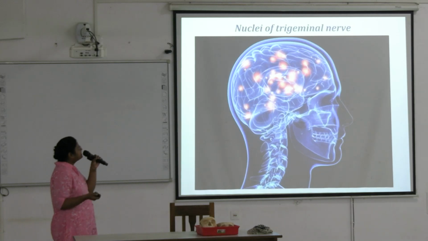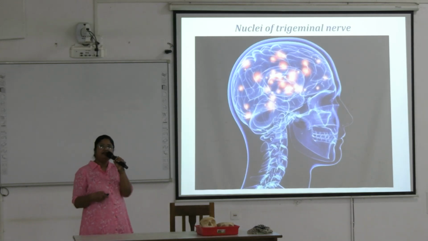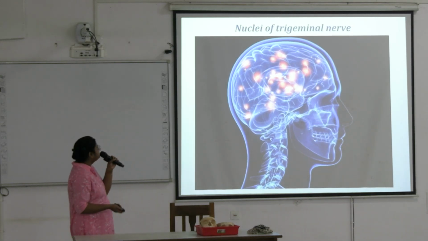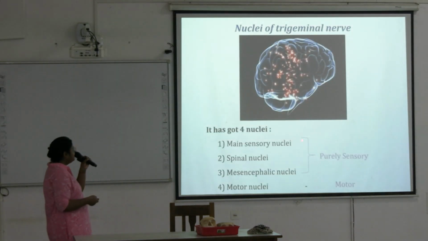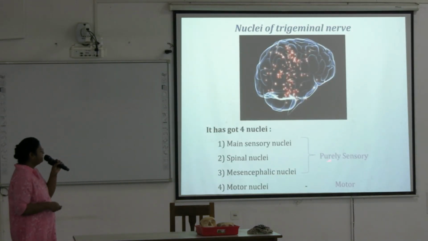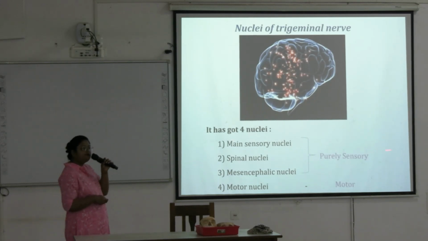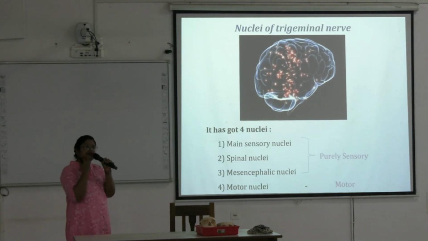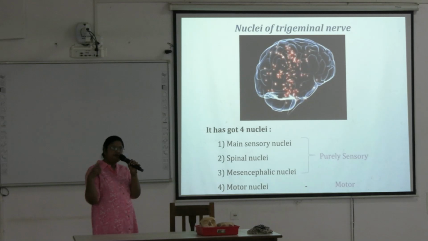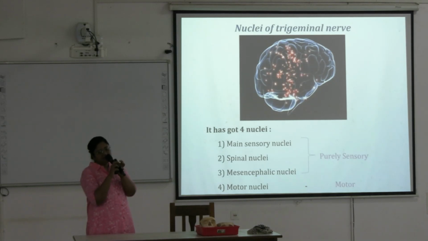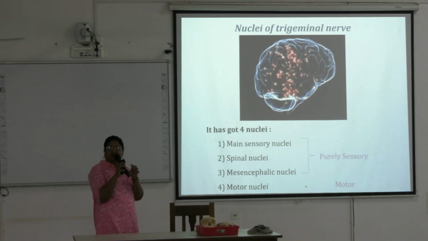Next we will discuss the nuclei of the trigeminal nerve. It has 4 nuclei. These 3 are sensory nuclei and here is 1 motor nucleus. The sensory nuclei are the main sensory nucleus, spinal nucleus and mesencephalic nucleus. The mesencephalic nucleus, we have seen previously, is a relay station for proprioception.